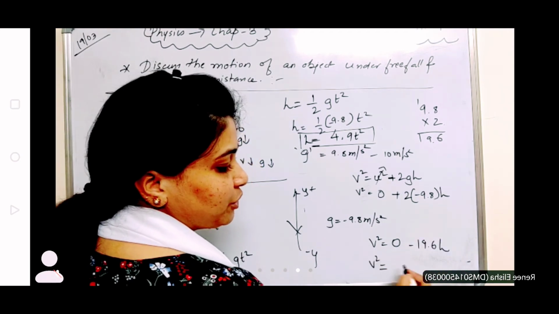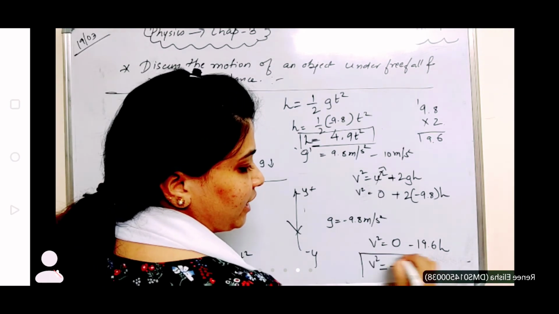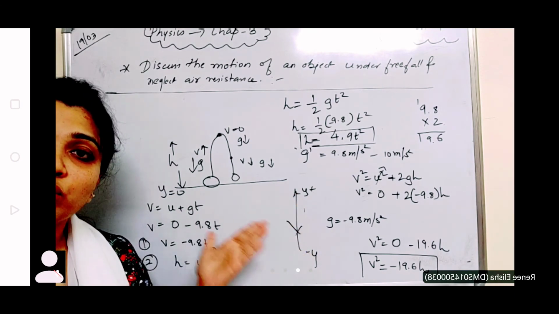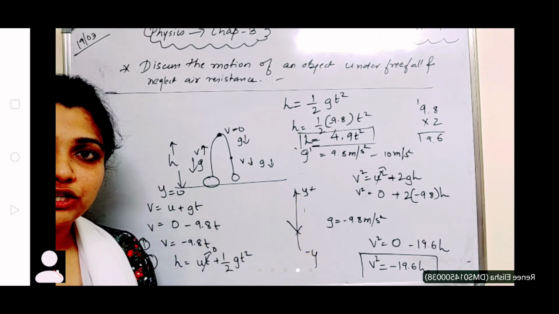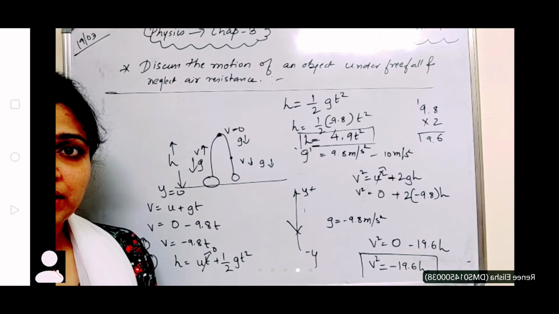So we get three equations of motion. v square is equal to minus 19.6 into h. Clear? So these are the three equations which we get when a motion is under free fall. Clear, children? Yes? Clear? Am I clear?